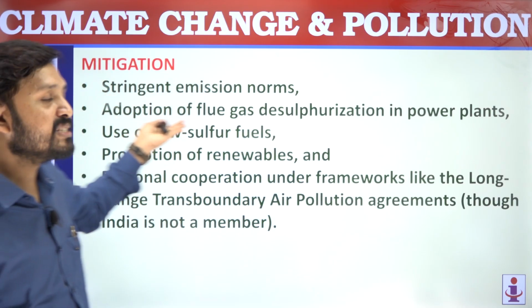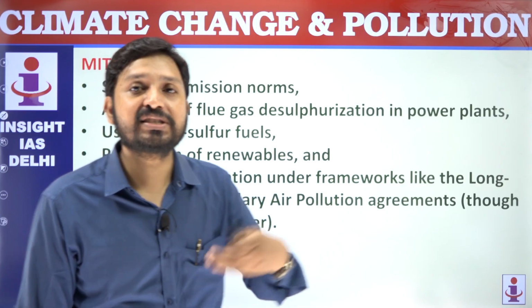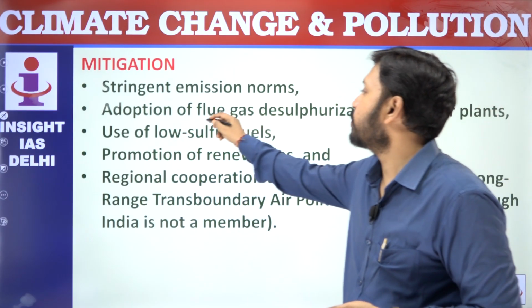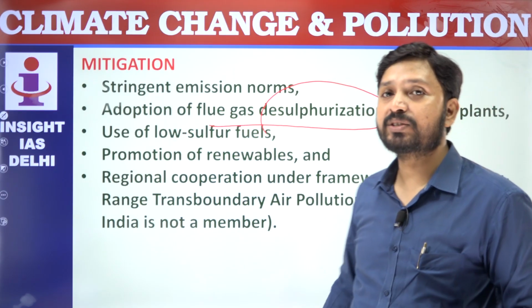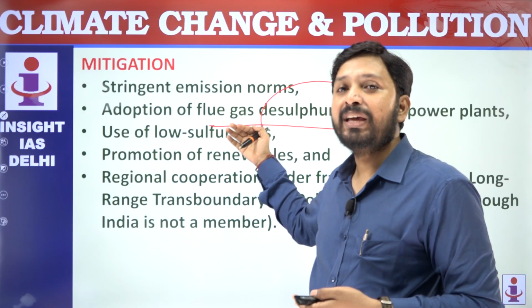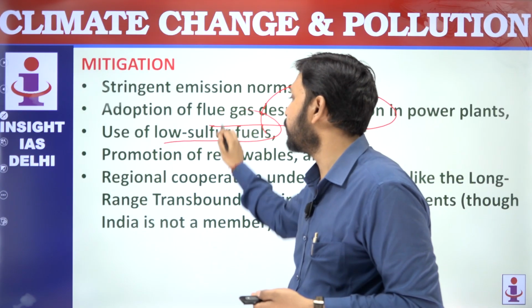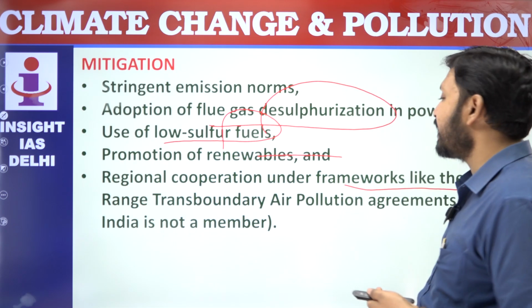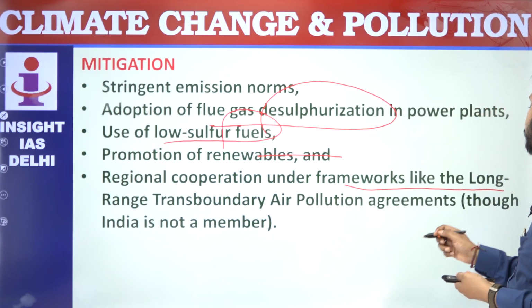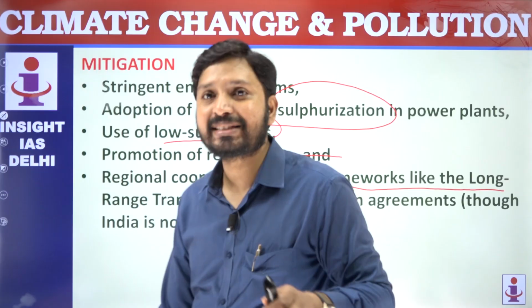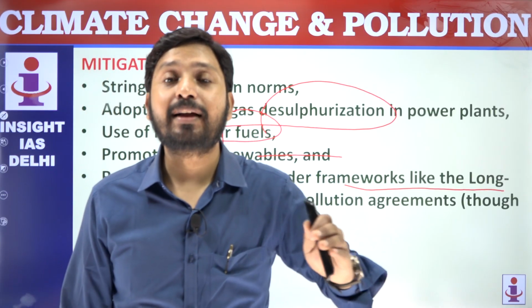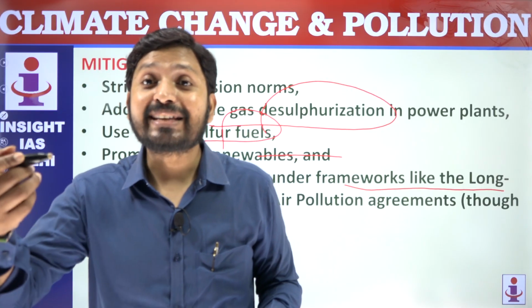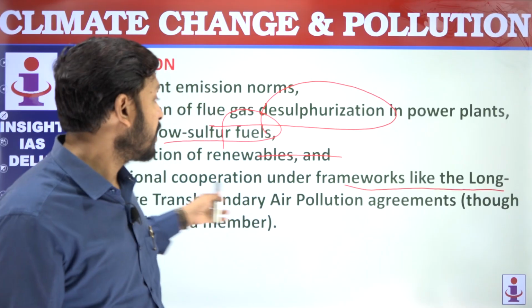What we have to do is have stringent emission norms. That is, if any industry is releasing pollution, we have to check that. Apart from that, adoption of flue gas desulfurization in power plants, which means the sulfur component will be reduced. Also, use of low sulfur fuels, promotion of renewable sources, and regional cooperation under frameworks like the Long Range Transboundary Air Pollution agreement. Though India is not a member, because of this agreement, in northern Europe, especially the entire EU, and also North America, the acid rains in these two regions have been drastically reduced because of this framework.